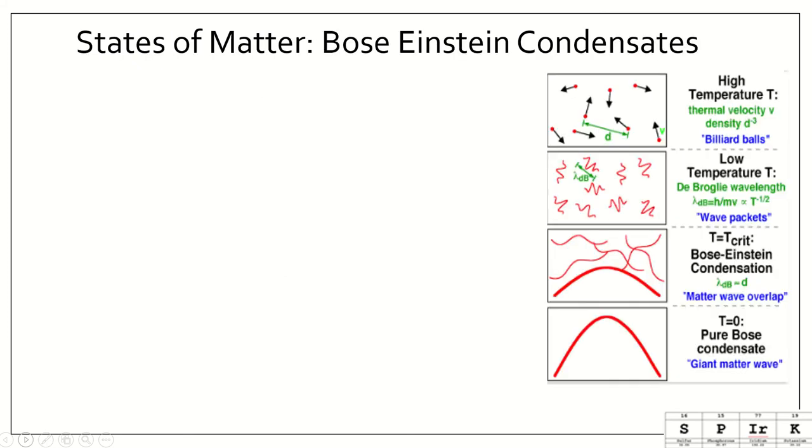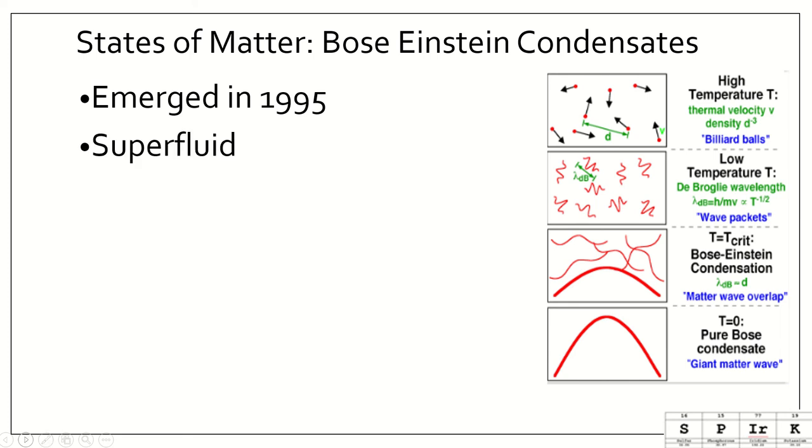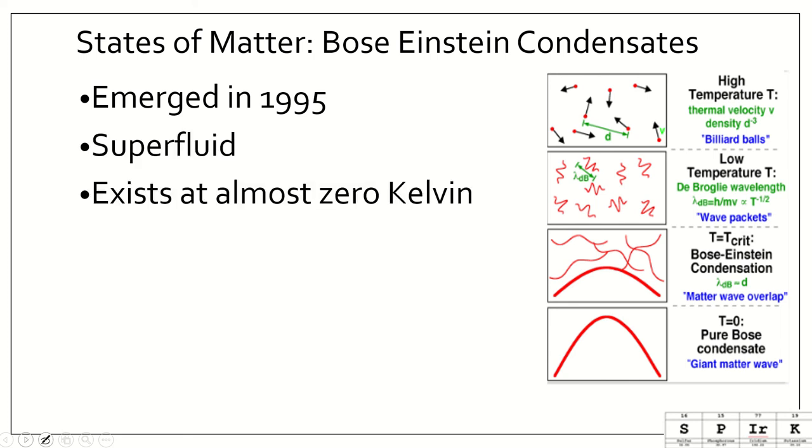The last state of matter we're going to discuss, and this one is not so important to us, but I would like you to know about it. They're called Bose-Einstein Condensates. You may have never heard of this term, and that's all right. They were only discovered and they emerged in 1995. It is a superfluid that exists at almost 0 Kelvin.